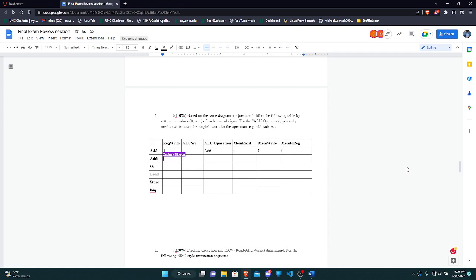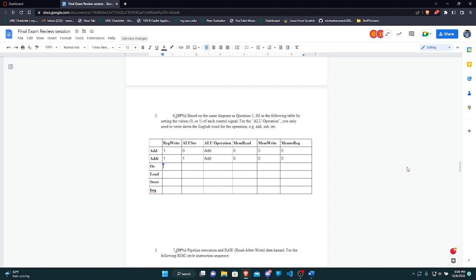So we're going to move on to addi. The format of this instruction is RD, RS1, and immediate. It has a register destination, so we're writing to a register. In the ALU source, we're generating an immediate here, so the ALU source will need to be 1. It's an add operation, and it does not read from memory, does not write to memory, and does not take anything from memory and put it into a register.